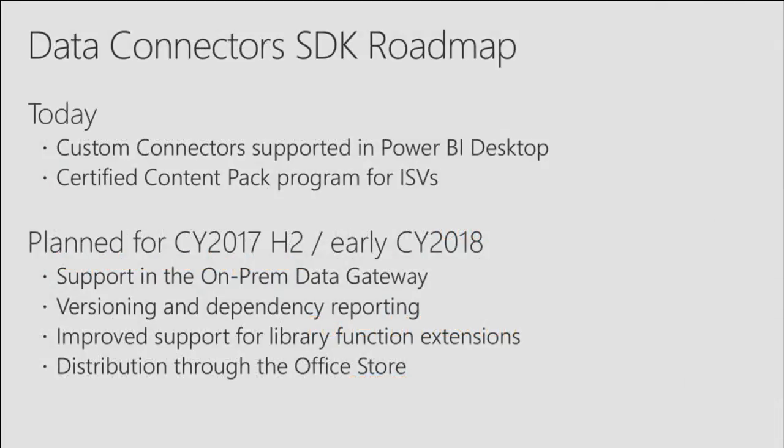In terms of a roadmap, I kind of mentioned this already. Currently, custom connectors supported in the desktop. If you actually want to certify a content pack, we have a program for that for ISVs. Planned for the rest of this year or early 2018 is the gateway, richer support for versioning and dependency reporting for the connector, improving support for our library function extensions, and last but not least, distribution through the Office store.